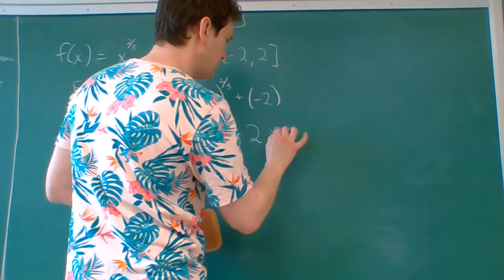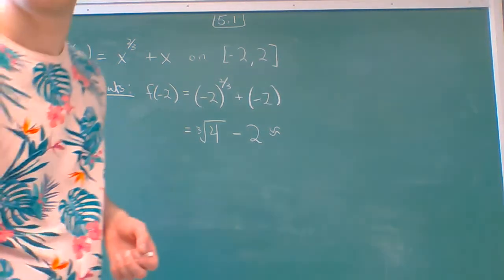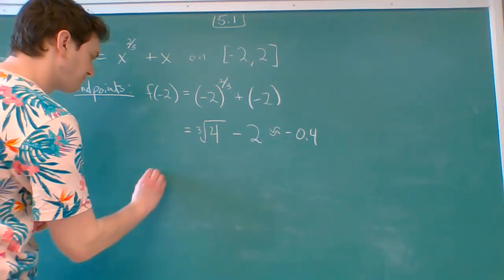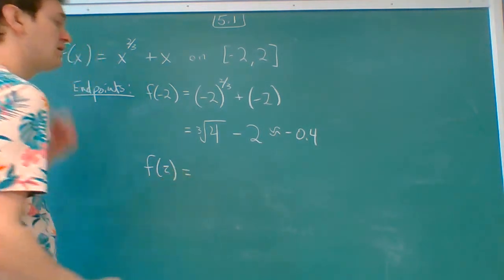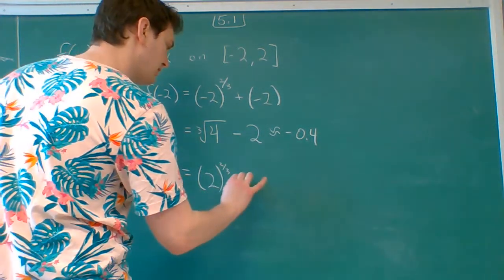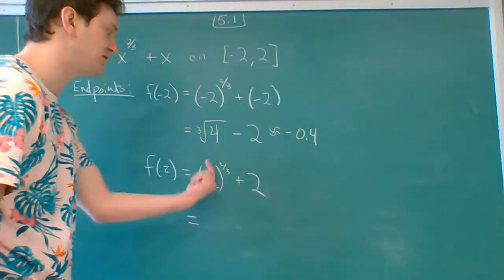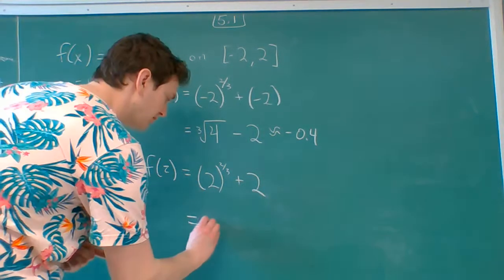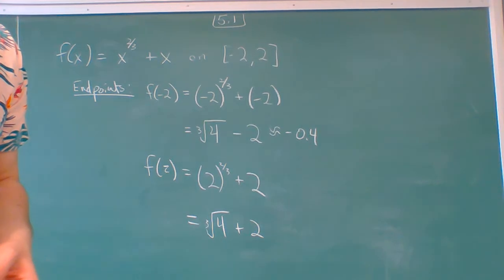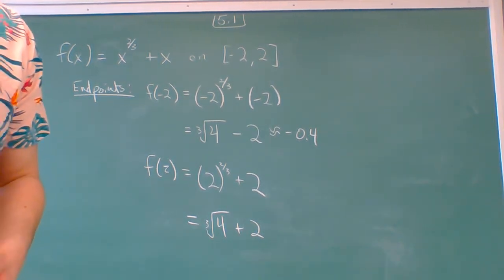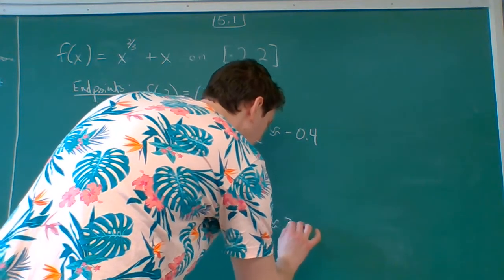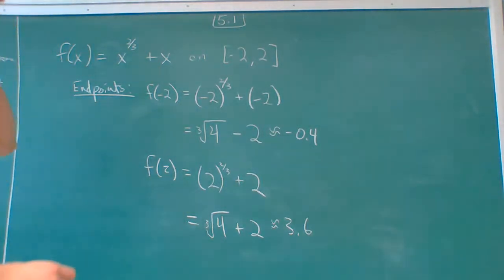Or actually, let's see, can we get an approximation? Okay, so I got approximately negative 0.4 for this endpoint. f of 2 is going to be 2 to the 2/3 plus 2. So it's going to work out very similar. 2 to the 2/3 will be the same as negative 2 to the 2/3. So I'm getting cube root of 4 plus 2, which will be 4.4. No, 3.6, which is approximately 3.6. Okay, so we have our endpoints.